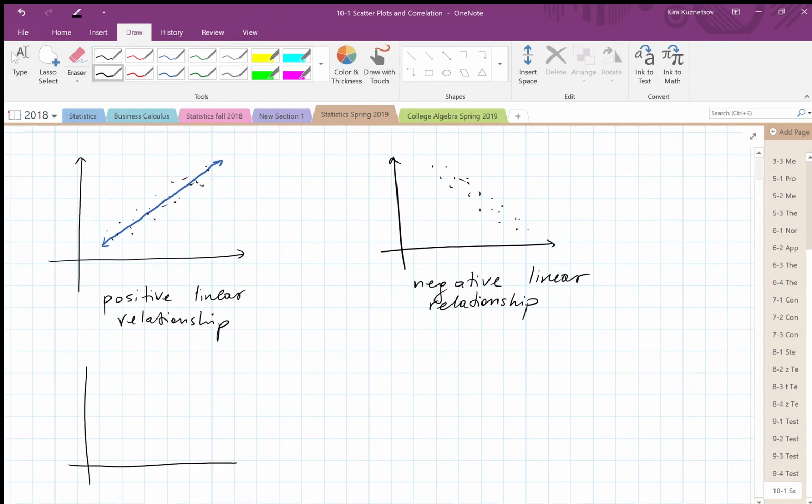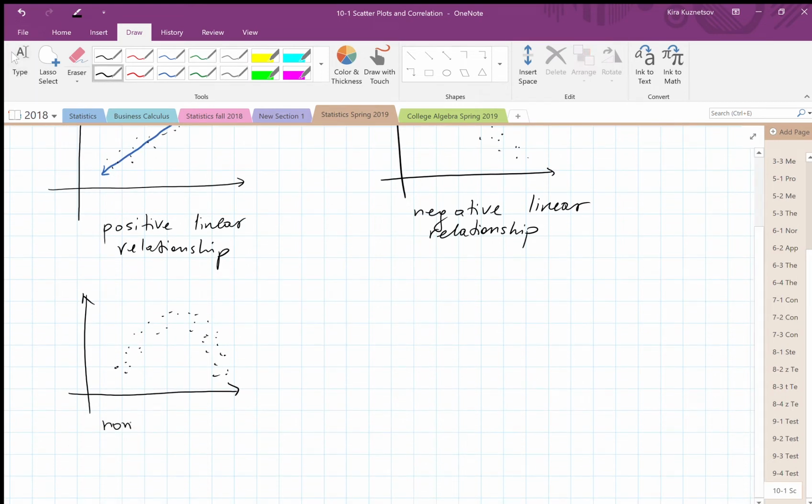Now let me give you two more examples. I could have something that looks like this. So it looks like it's going up and then down. So this is not a line. This is a parabola. The book calls it the curvilinear relationship. I'm going to say non-linear relationship, because in our class, we're going to study linear and non. If anything, this is curvilinear.